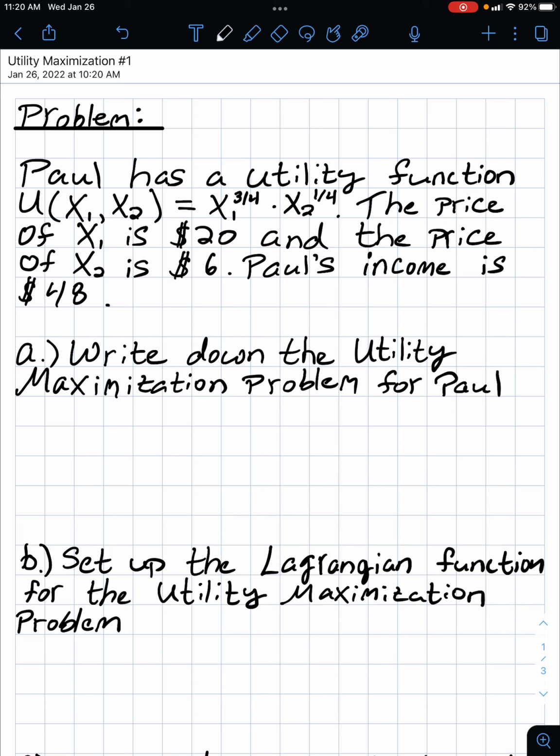The problem. Paul has a utility function u(x1, x2) equals x1^(3/4) times x2^(1/4). The price of x1 is $20 and the price of x2 is $6. Paul's income is $48. First part, part A. Write down the utility maximization problem for Paul. Pause this video, take a few minutes, and solve this problem.